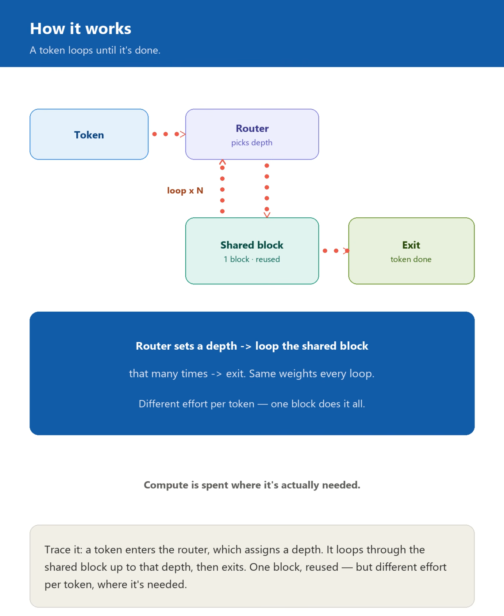Let's trace it. A token enters the router. The router assigns it a recursion depth. The token passes through the shared block, comes back, and loops again, up to its assigned depth. When it's done, it exits. One block, reused, with different effort per token.